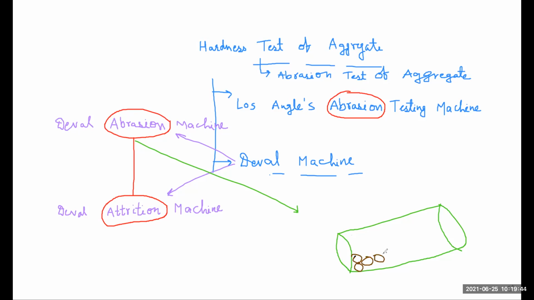So in this machine we put our aggregates. These are our aggregates which will be placed in this machine. Here in this part also aggregate is available, and here in this part also aggregate is available.